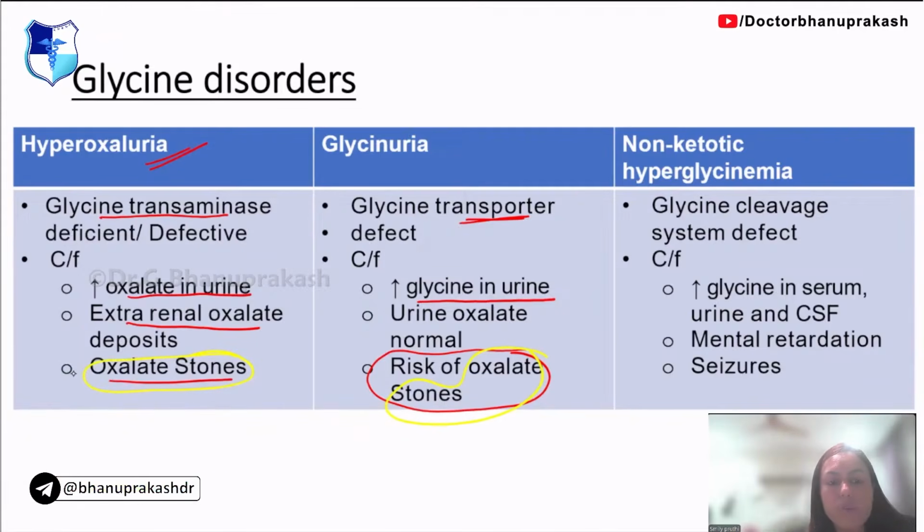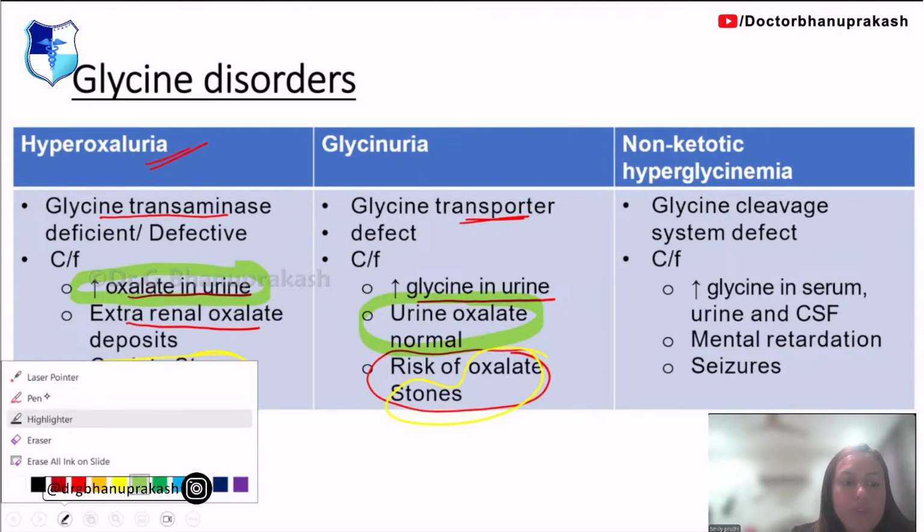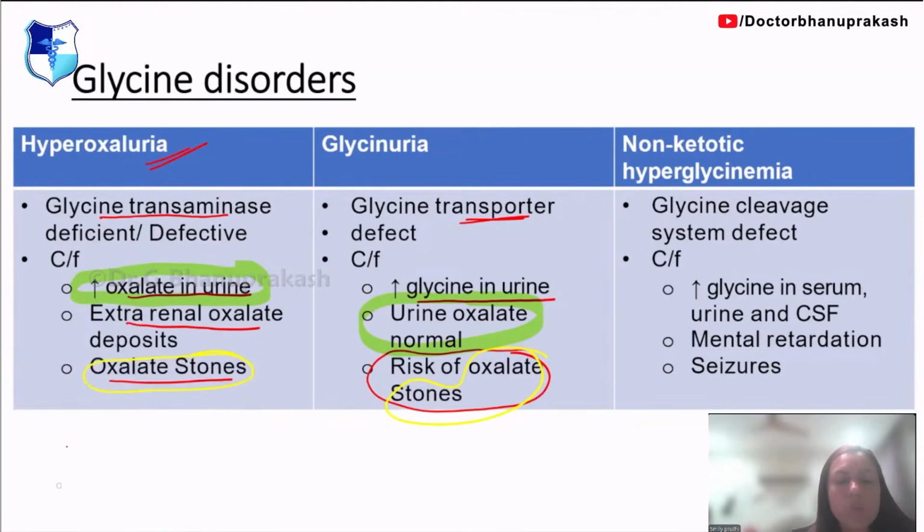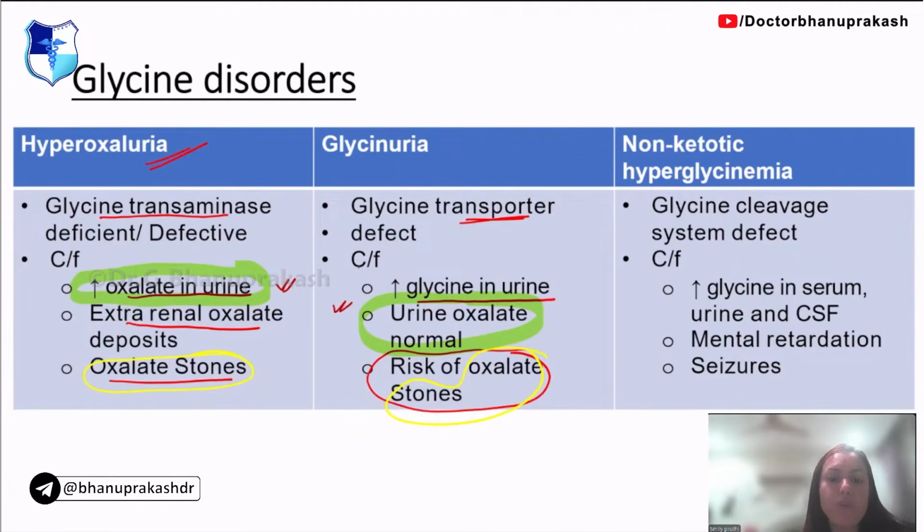Then how will you distinguish? If urine oxalate is normal, it is glycinuria. If urine oxalate is increased, it is hyperoxaluria. So be careful if a question on oxalate stone, then check whether it is hyperoxaluria or it is glycinuria. Okay, by checking urine oxalate. If urine oxalate normal, then glycinuria. If urine oxalate increased, then hyperoxaluria. The name is telling you a lot of things, okay?